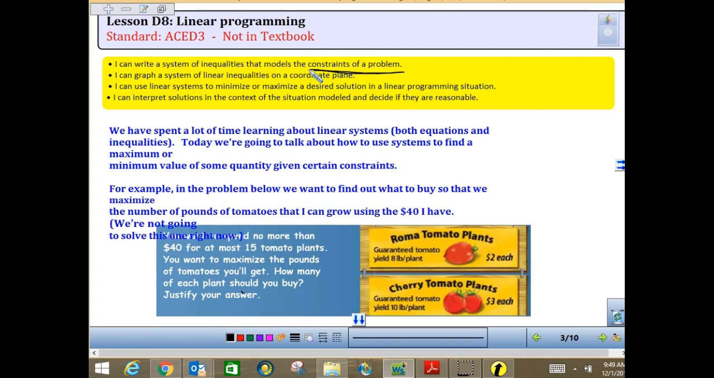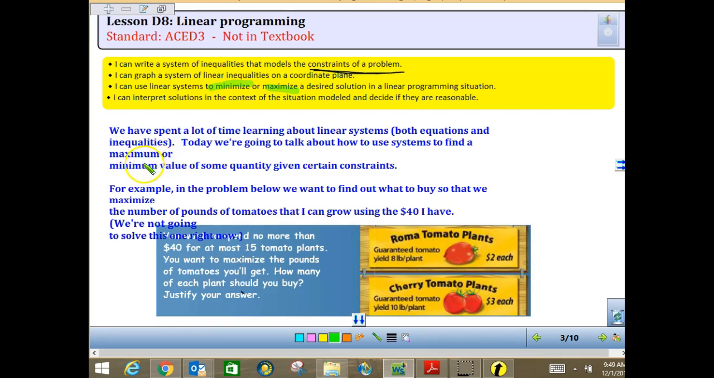I'm going to graph it on a coordinate plane. I'm going to use a linear system to minimize and maximize. So those are the keywords that we are looking at there. We are looking at minimizing or maximizing my desired solution, and we want to be able to interpret it in the context of the situation.